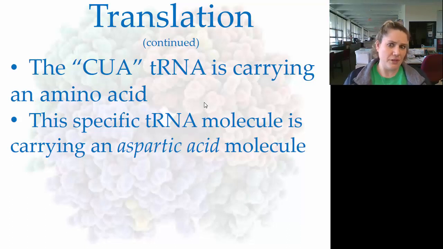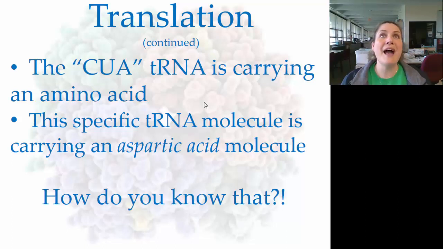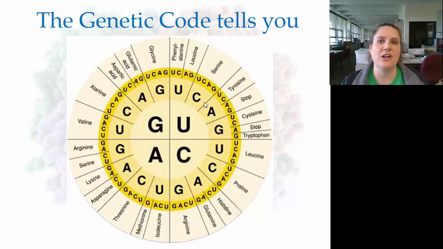So the tRNA is carrying an amino acid, and this specific tRNA molecule is carrying an amino acid called aspartic acid. Okay? How do I know that? Magic! Because I'm the smartest. No, that's not it at all. I have a cheat sheet, and that cheat sheet is this thing called the genetic code. So I like this one because it's a wheel, but you'll find other ones online that are boxes, but I think this is the easiest kind to follow.